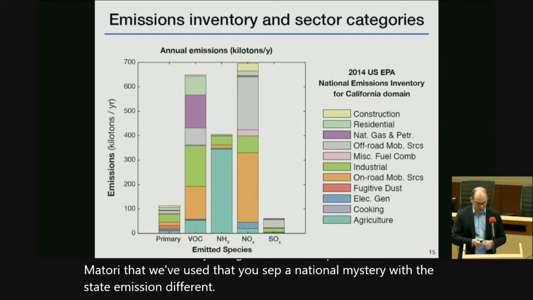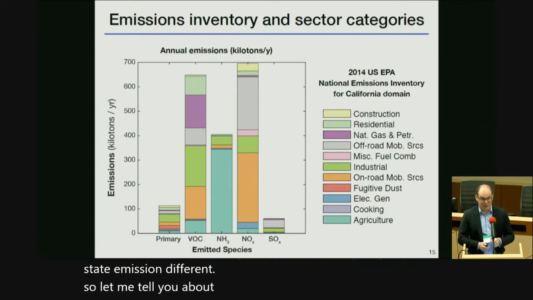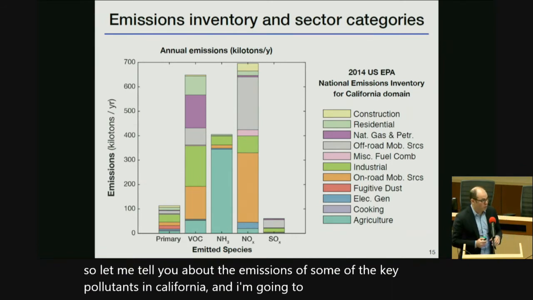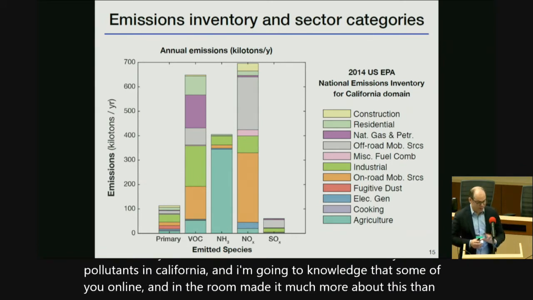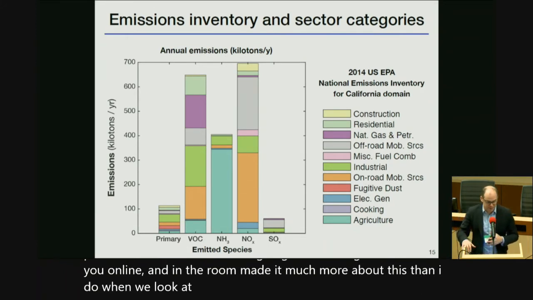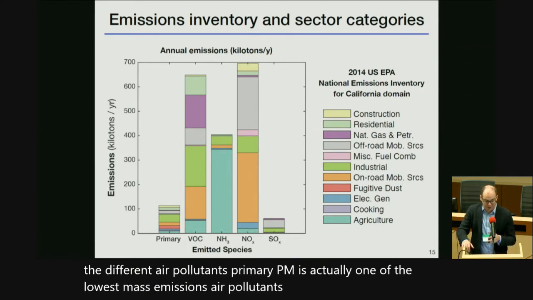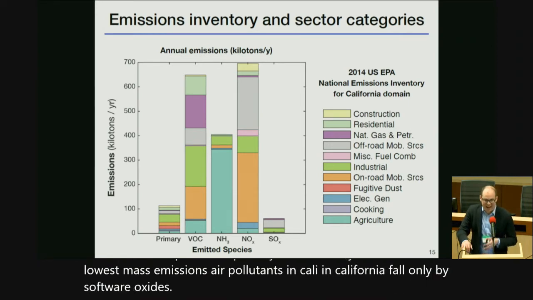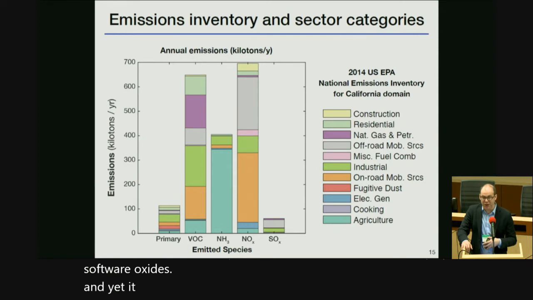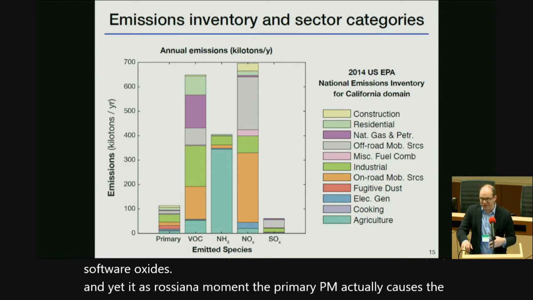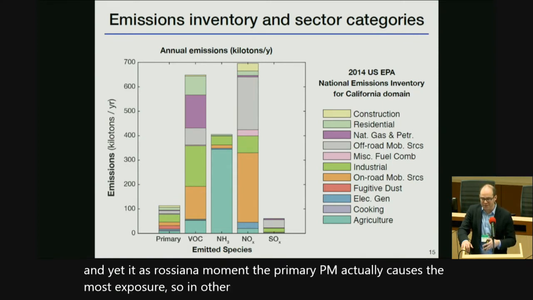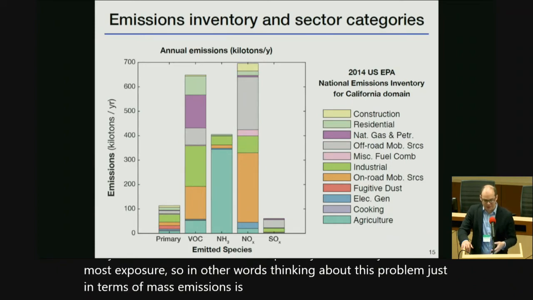So let me tell you about the emissions of some of the key pollutants in California. And I can acknowledge here that some of you online and in the room may know much more about this than I do. When we look at the total mass emissions of the different air pollutants, primary PM is actually one of the lowest mass emissions air pollutants in California, followed only by sulfur oxides. And yet, as we'll see in a moment, primary PM actually causes the most exposure. So in other words, thinking about this problem just in terms of mass emissions is not particularly sensible.